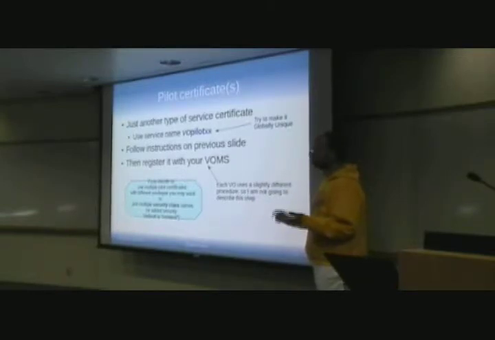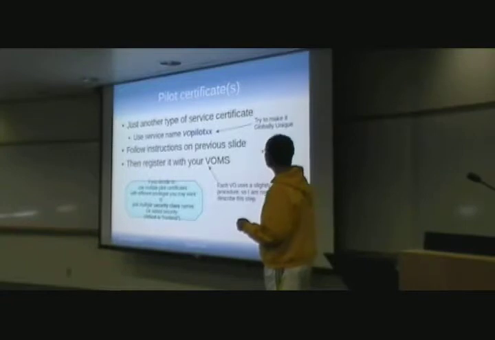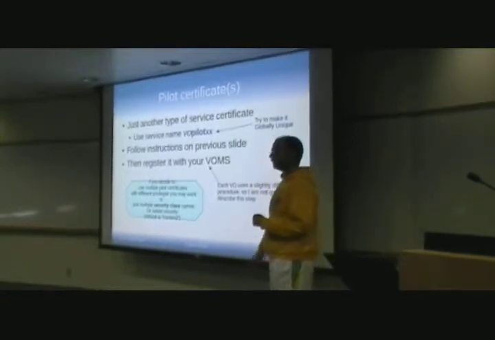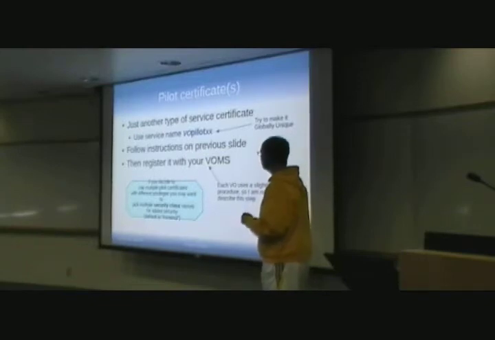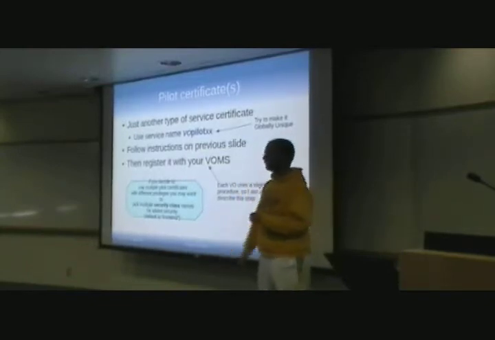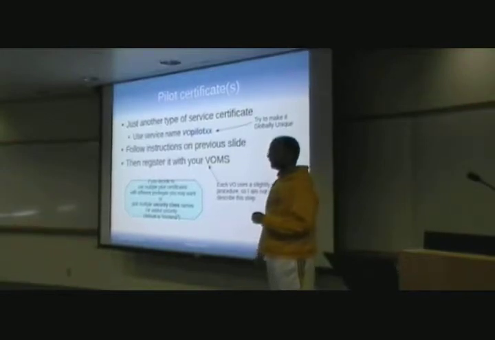So you just make sure that people know who they are talking to without trying to contact the CA and figure out who they are. Parsing the DNs is very convenient. Be a good citizen and try to make it globally unique with something about your VO in the name. Follow the same instructions as before if you use the DOE Grids or anything else. And then you have to register with your VOMS. I will not explain how to do it because every VO has a different VOMS.